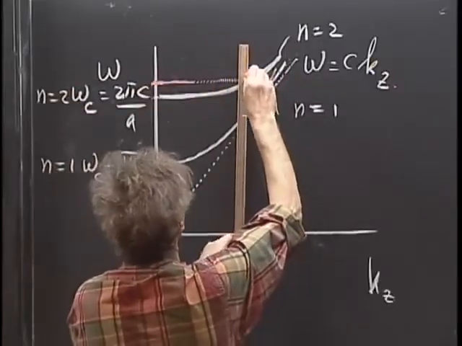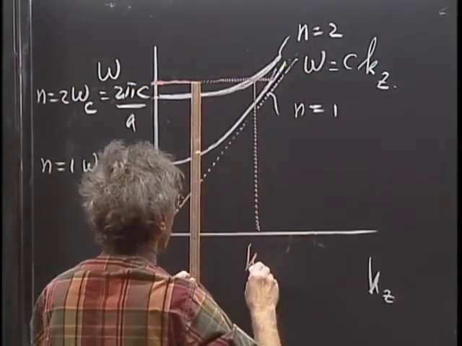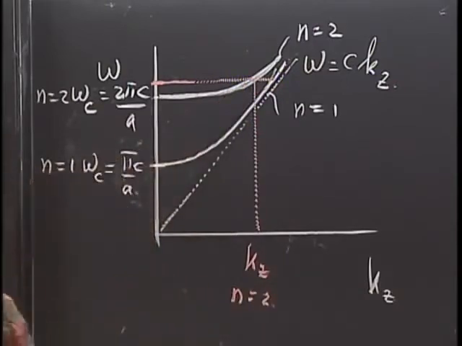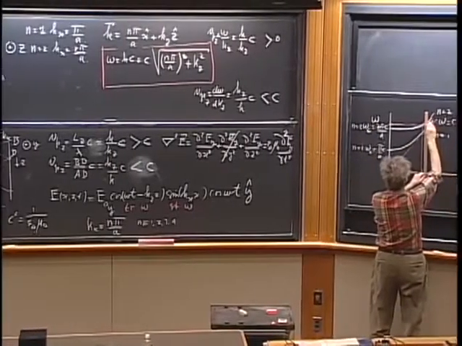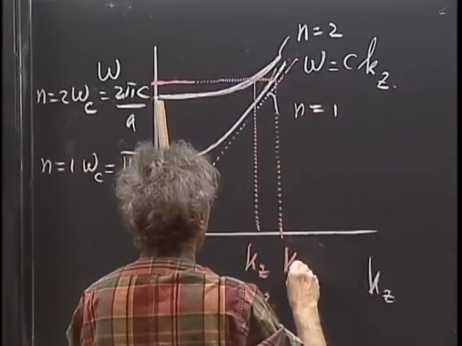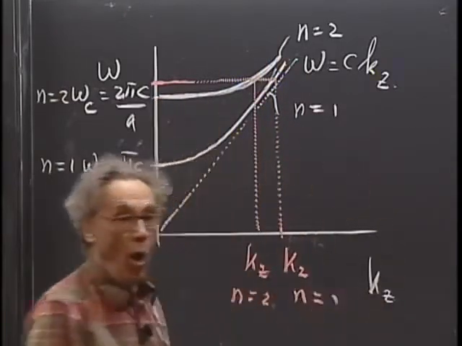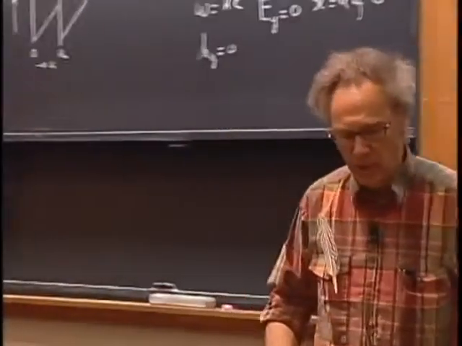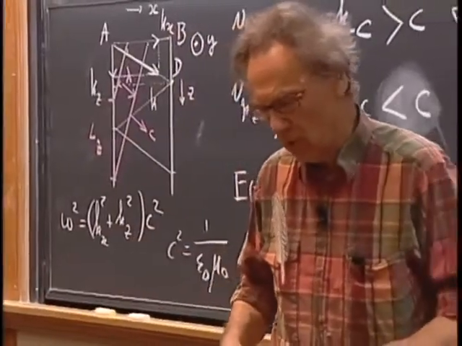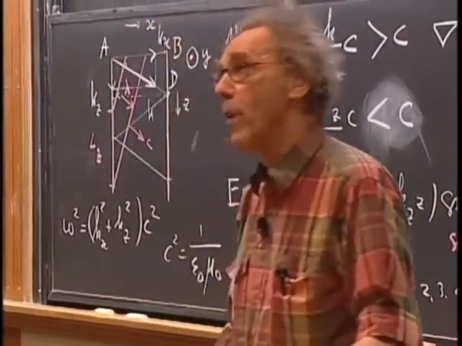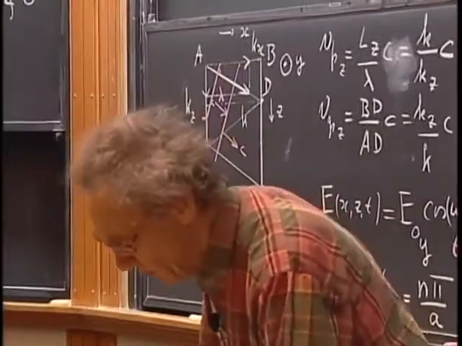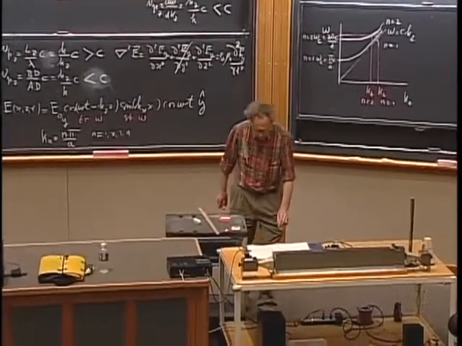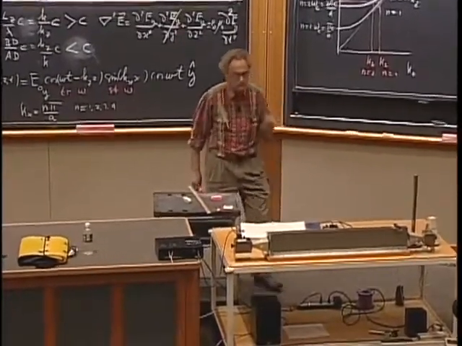It can either go through this way, with this value for kz, which corresponds with n equals 2. So that's the mode in green there. Or it can go through in this mode, with this value for kz, for n equals 1. Or it can do both. It can do any linear combination between these two, because each one is a solution to Maxwell's equations. Each one obeys the boundary condition, and each one meets the wave equation. And so there are now two ways that it can go through.